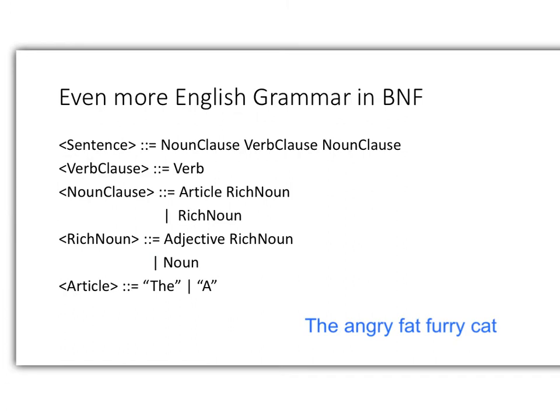So here's the first part of a sentence. The full sentence is, the angry fat furry cat eats yummy chocolate mice. The first part of the sentence goes as follows. Cat is a noun, furry is an adjective followed by a noun. Oh, sorry, I left something out. This noun is also a rich noun, because a rich noun is allowed to just be a noun.